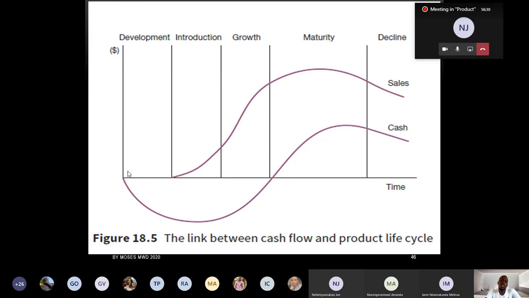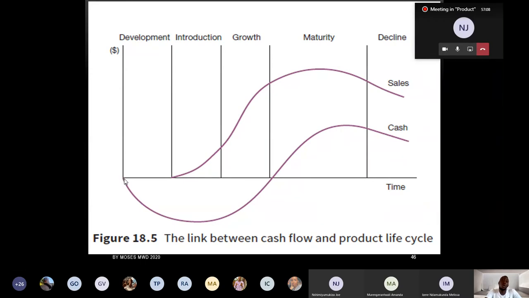Development, you do some research, you try to purchase some machines to use, to introduce a new product, you recruit expertise, better workers. Now, all that work, remember you started from zero. When you see that curve going down like this, it means there is a lot of cash outflow. You are spending a lot, you are getting to the negative. Because here there is zero, so you are going to the negative.